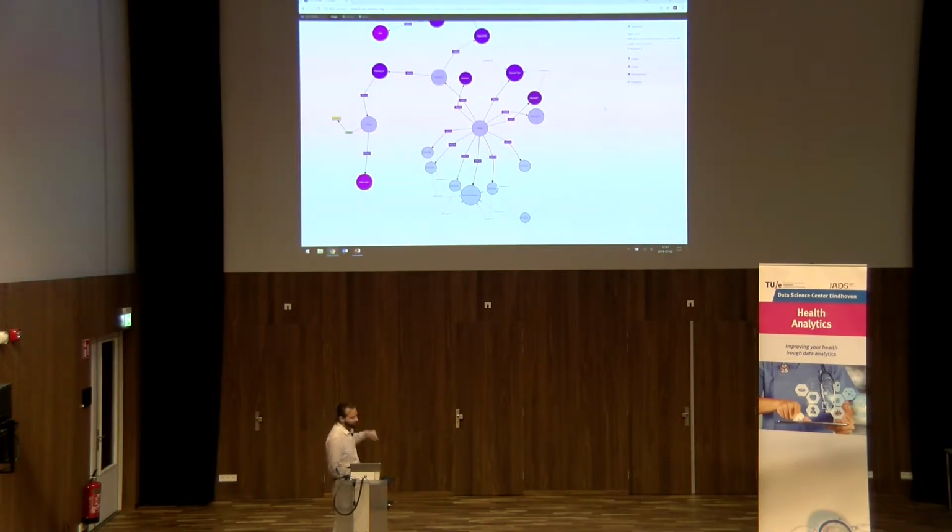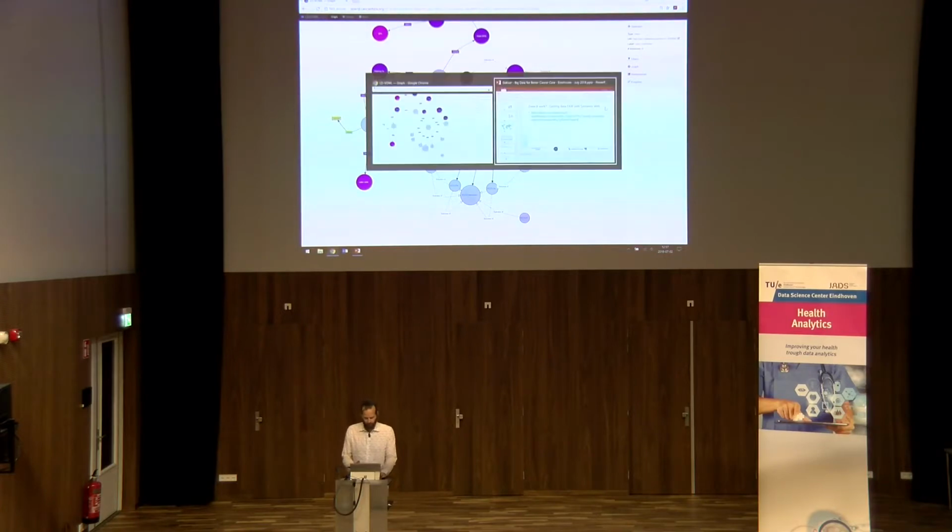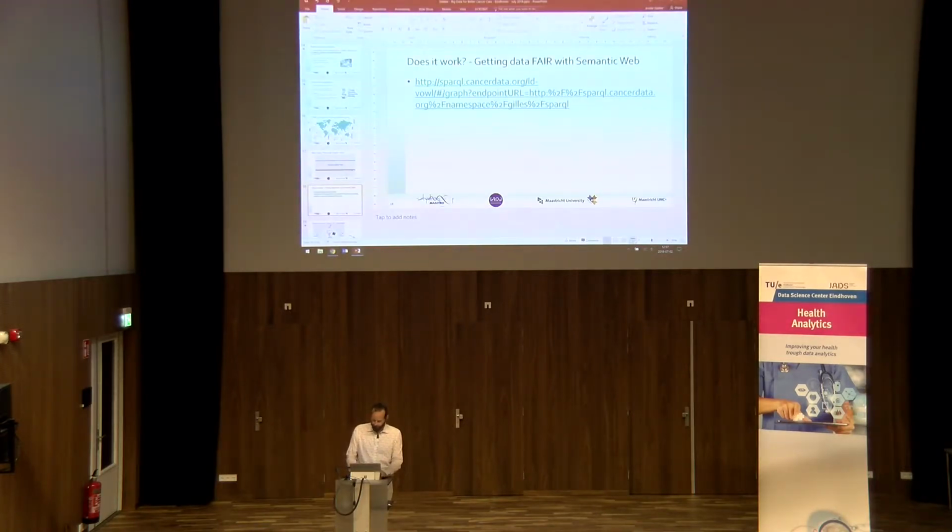So all these colors are different ontologies that we use, but importantly, data become findable, but also the metadata and the structure of the data become findable. And this is what we use semantic web for, as an example.